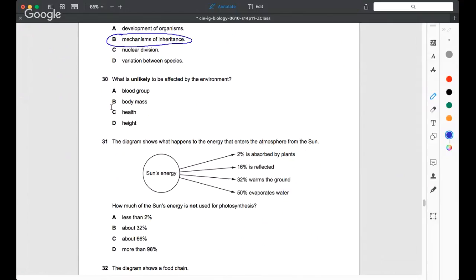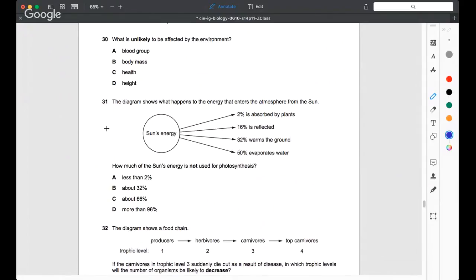And height, again, if you don't eat very much when you're a child, then you will not grow so much, and so you won't get so tall. So height can be affected by the environment.